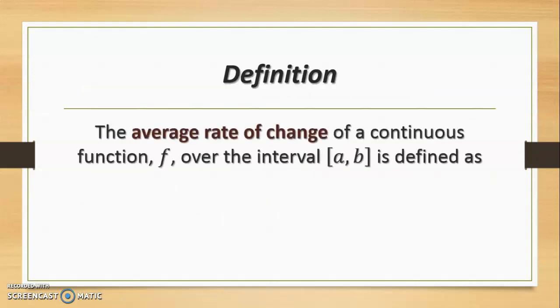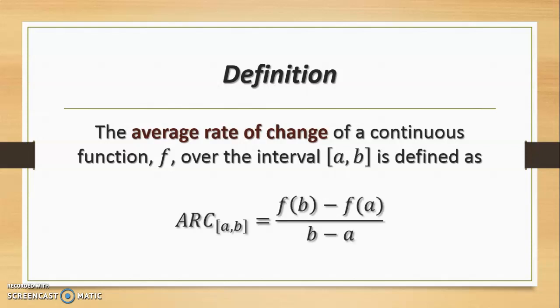By definition, the average rate of change of a continuous function f over the interval [a, b] is defined as the difference f(b) minus f(a), divided by b minus a. We'll denote the average rate of change as ARC and specify the interval over which this average is calculated.